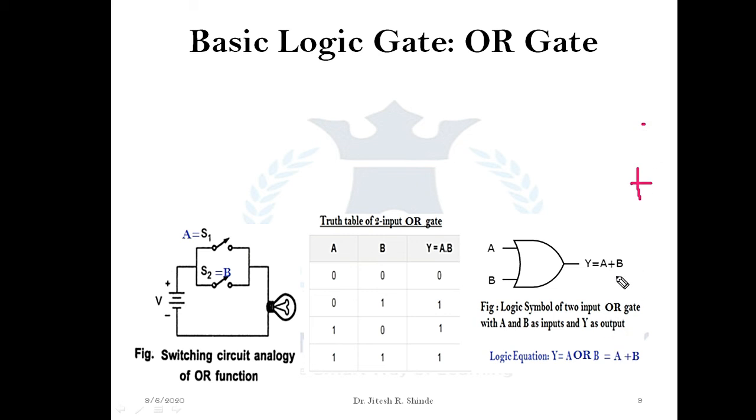Now let's understand the switching circuit analogy of the OR function and hence the truth table. In the AND gate, the switches were connected in series. In the OR gate, the switches are connected in parallel. Please remember the difference. Now from this switching circuit analogy, if both the switches are open, A equal to 0, B equal to 0, it means the path is open circuited.